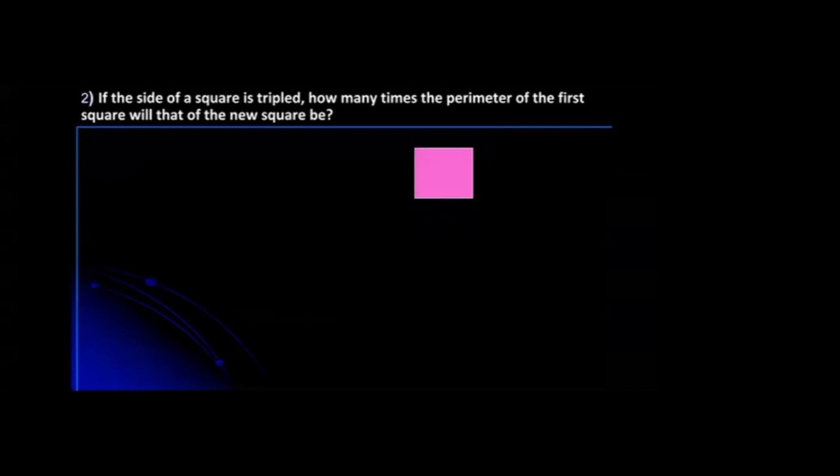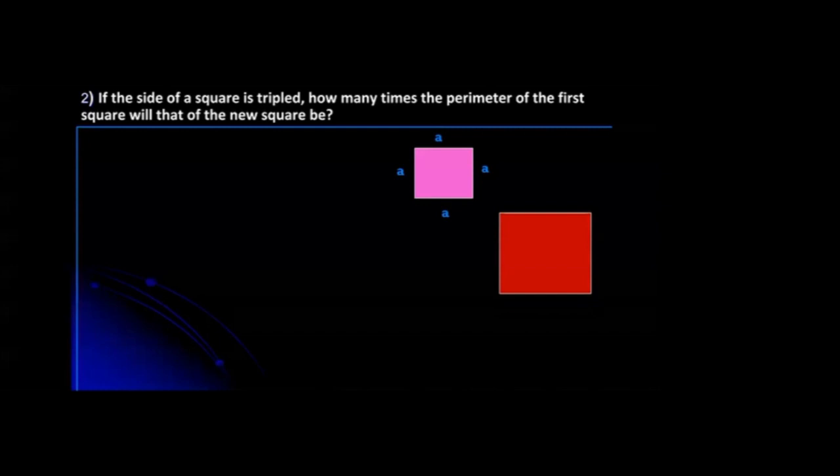So if there is an old square and a new square, like we have done in the first sum, here we have to find out the perimeter when the side is tripled. So if the side of the old square is A, the side of the new square is triple. Triple means 3 times. So it will be 3A, 3 multiplied by A, 3 times of A. As we have seen in the figure, the same we are going to write in the solution.